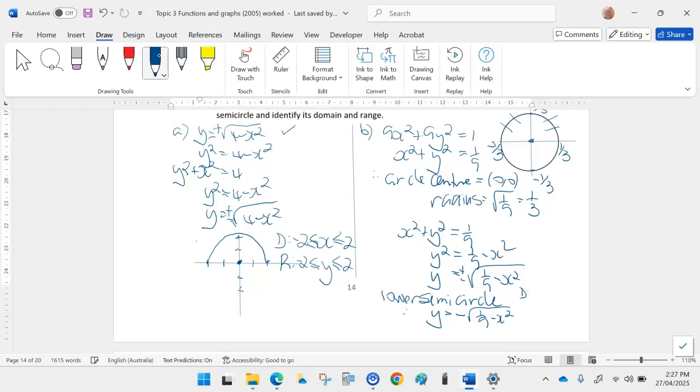So the domain for the lower semicircle would be x values ranging between negative 1/3 and positive 1/3. And the range, the y values themselves would range between negative 1/3 and 1/3. There's the domain and range for the lower semicircle, the one which says y is negative the square root of 1/9 minus x squared. Alright, let's go back.